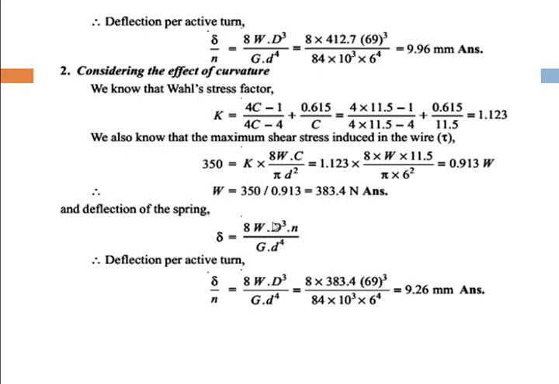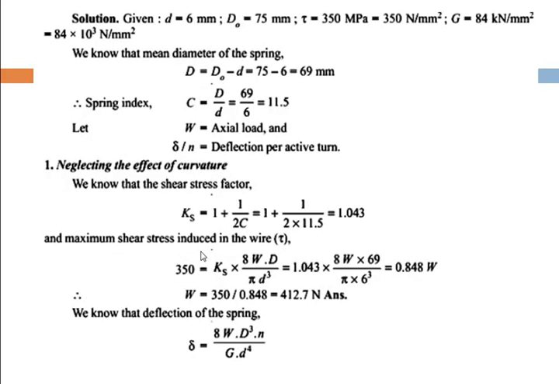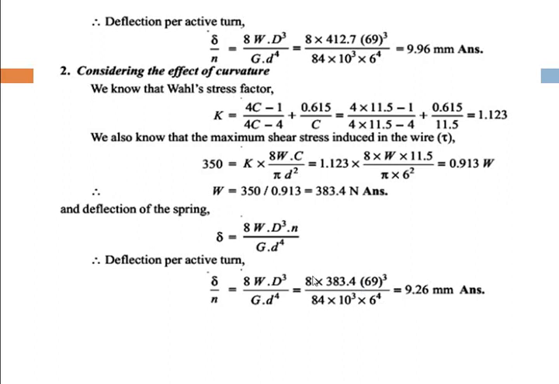By using this value, we can find out the deflection per active turn, delta by n, 8WD cube by G d power 4. And by substituting these values, we get the deflection per active turn 9.26 mm. This is how we will find out the deflection per active turn.